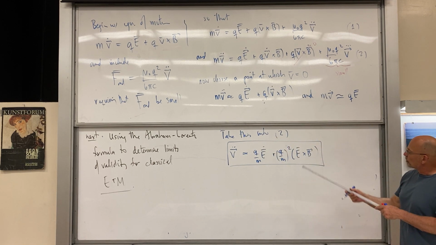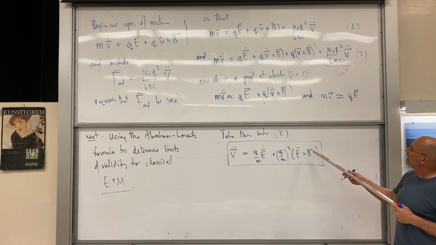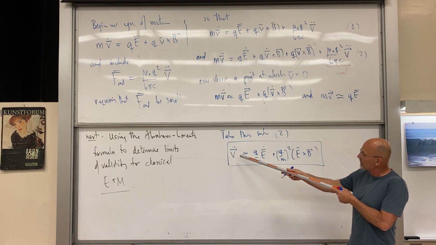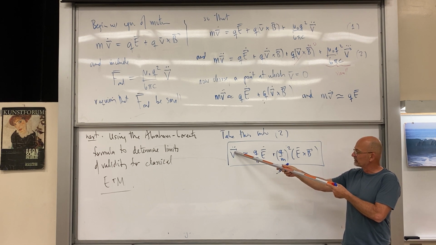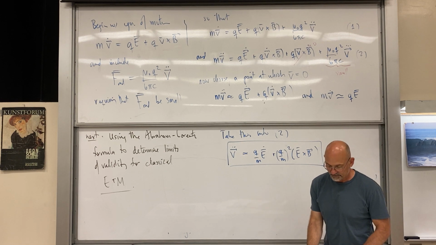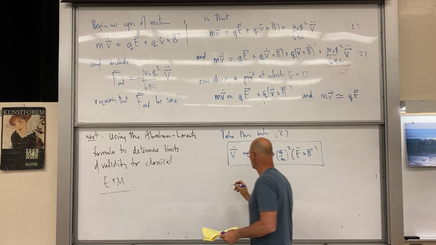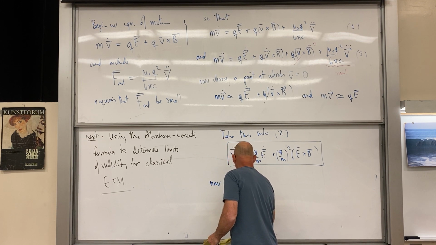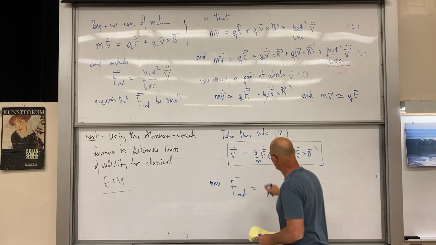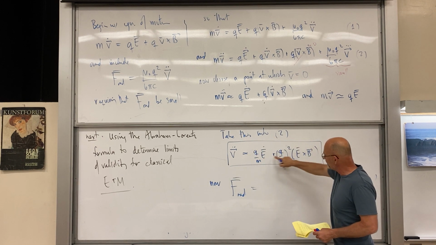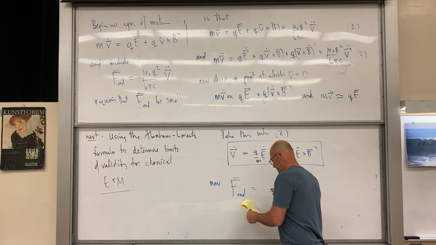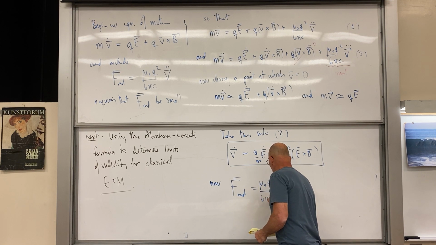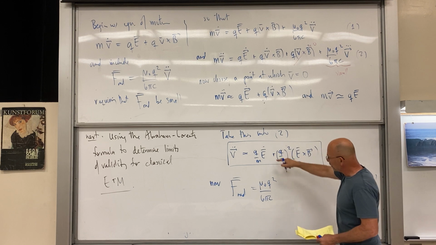Okay, so magnitude-wise, that's what we have. And now we can get the radiation damping force because it's proportional to V second derivative. So now, F radiation damping is just proportional to this, so we'll multiply out mu naught Q squared over 6 pi C times these two terms here.